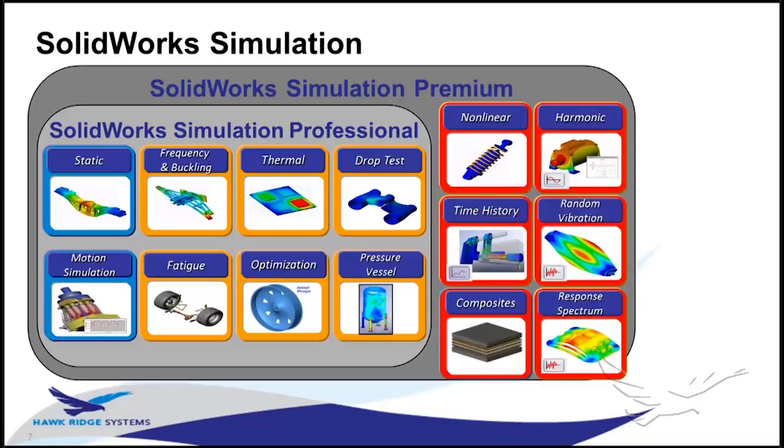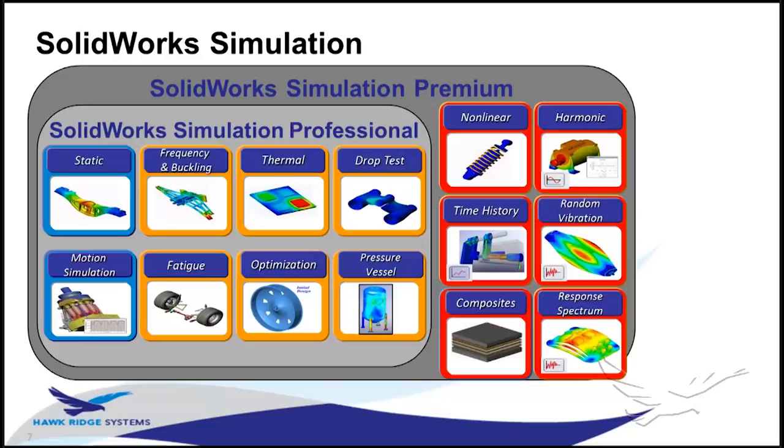When we move up to SOLIDWORKS Simulation Premium, we start talking about some even more advanced analysis products. So we have nonlinear analysis for things like plastics or rubbers, things that deform a lot. We also have things like contact problems or problems that have a sequence involved with them. For example, maybe a shrink fit and then a torque. Something like nonlinear analysis can help us solve those problems.